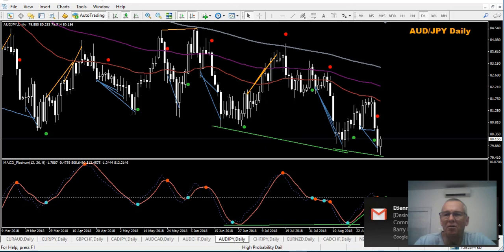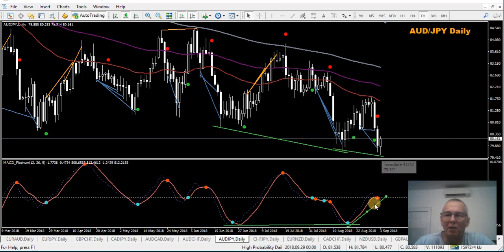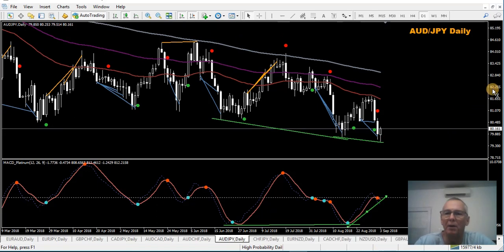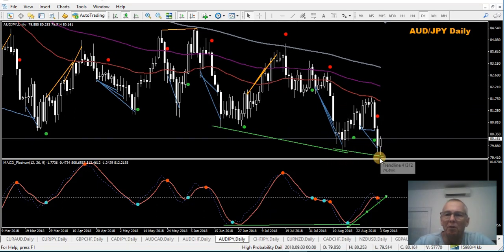AusYen, similar but not as drastic previously. So again, price is still heading down, MACD's heading up, so still possible bullish divergence setting up there. There's no green dots under here. So at the moment, we're just waiting on possible buy signals, but in no trade at the moment.